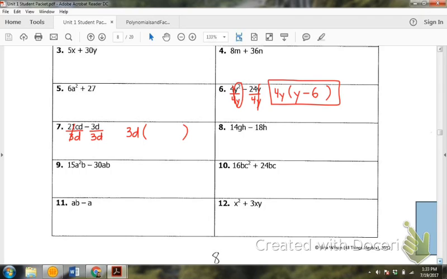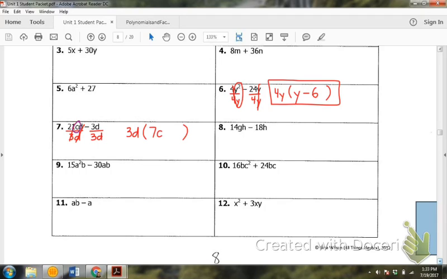21 divided by 3. 7. Okay? 7, and then the c. Excellent, because the d's cancel, right? And that c is still left there. Now, 3d over 3d, that's just 0, right? Okay, so that's just 0, so we just need 7c.